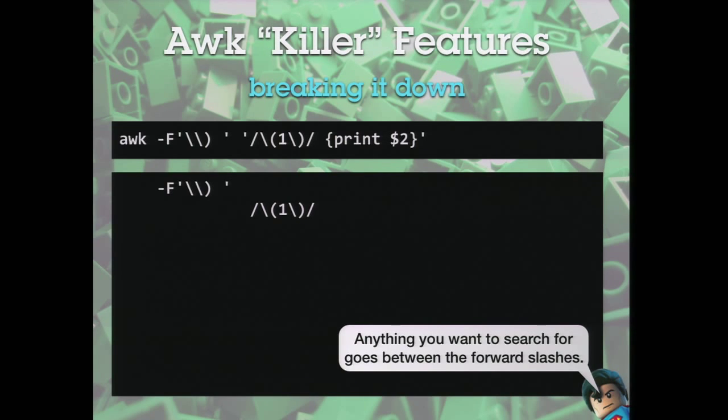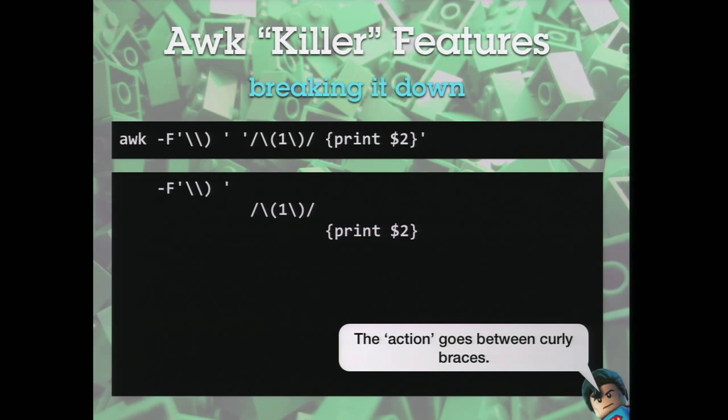So the search field, always put it between forward slashes. That's a common pattern you'll see in a lot of programming when you're doing a search or a regex. It's inside the forward slashes. You see, again, I'm only having to single escape the parentheses. I want to find a literal parenthesis 1 parenthesis. And that finds the line that has the 1, the primary interface. And then the action goes between the curly braces. I say print the second thing, whatever's after that first delimiter.